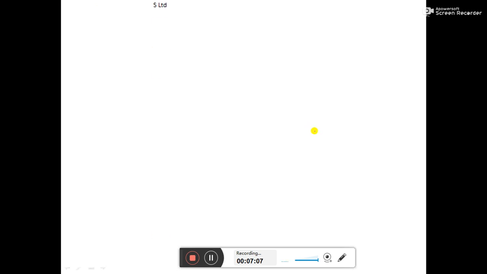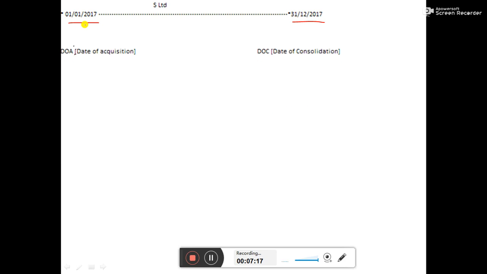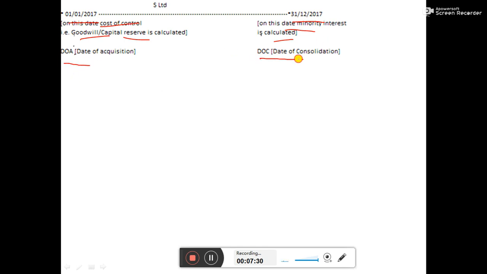help of diagrammatic explanation. So 1st January 2017, this is important, and 31st December 2017. Both these dates are important. On this date, we will calculate cost of control, that is goodwill or capital reserve is calculated. On this date, we will calculate minority interest. This date is called as date of acquisition. This date is called as date of consolidation.